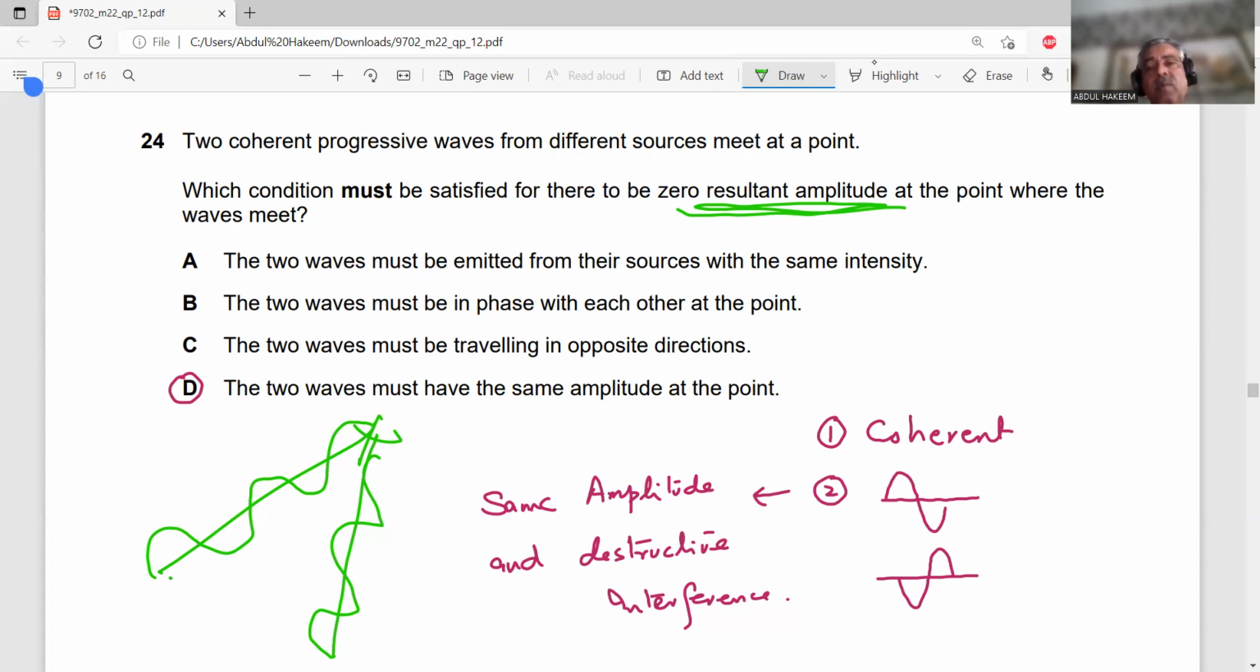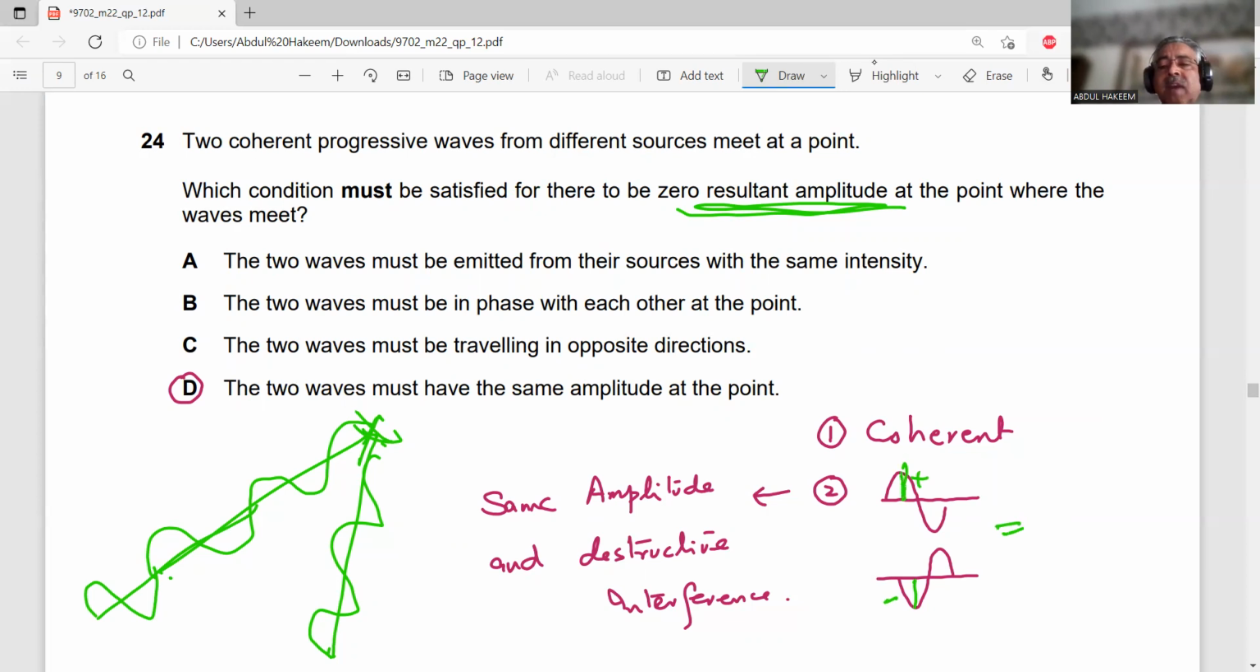N plus 1/2 lambda for the destructive interference. So first, the two waves must be emitted from their source with the same intensity. No. If the distance is different, the intensity on reaching the meeting point will be different, so the amplitude is not the same. For destructive interference at the meeting point, both amplitudes must be the same, but one displacement positive, the other negative, so both will cancel.